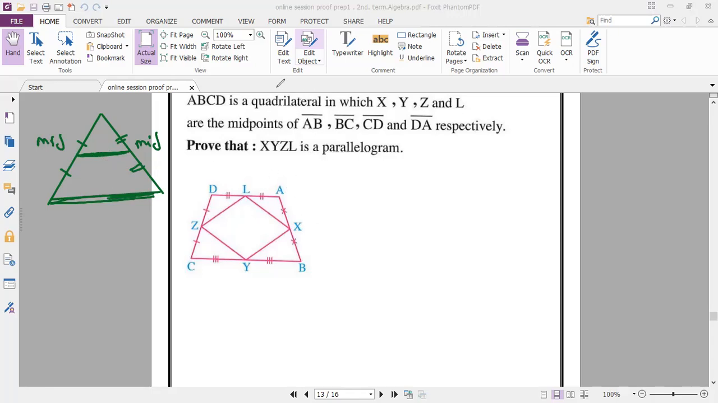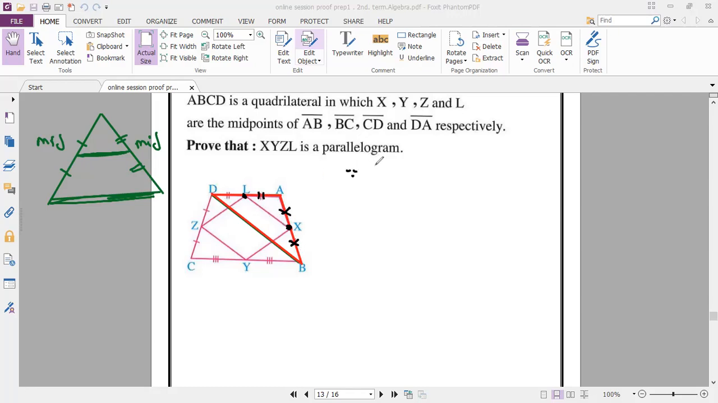But here we don't have a triangle. We need to construct a construction. So here we can draw BD. Now let's have a look at this triangle. This triangle here is ABD. Just to focus on this triangle only. I constructed BD. So here we have a triangle and X is the midpoint, as you see. L is the midpoint. So XL is parallel to BD, and XL equals half BD.